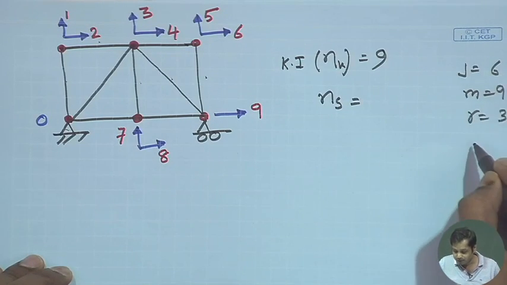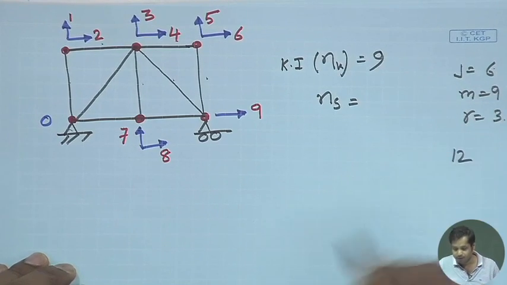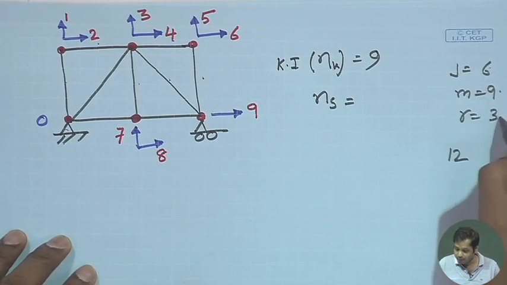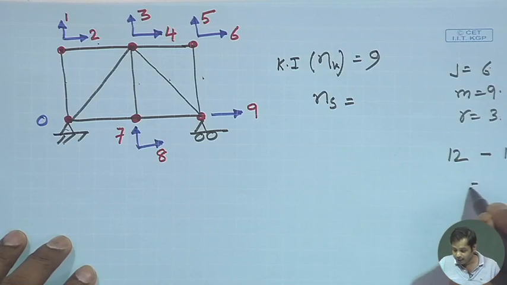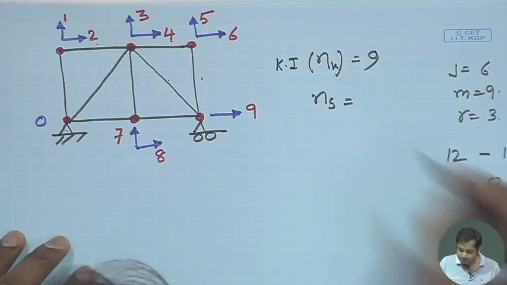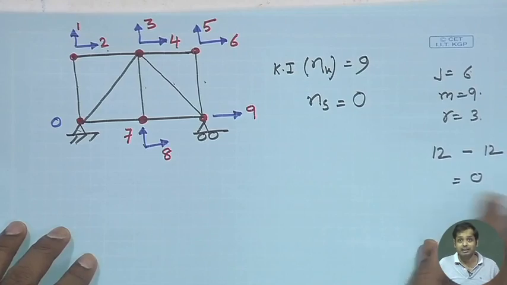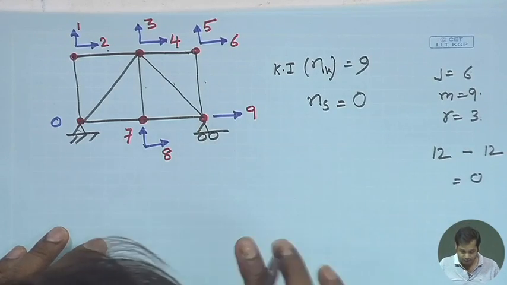So, total equations available is 2 into 6, 12 equations available. How many unknowns are there? 9 plus 3, 12 unknowns. So, static indeterminacy is 0. So, it is a statically determinate structure.